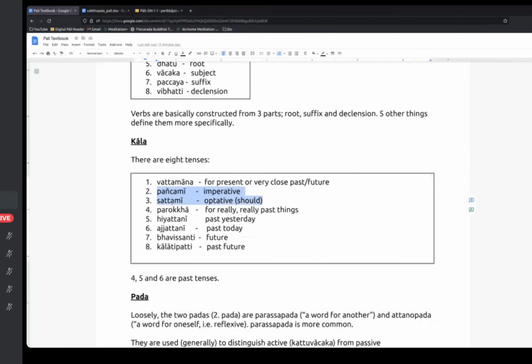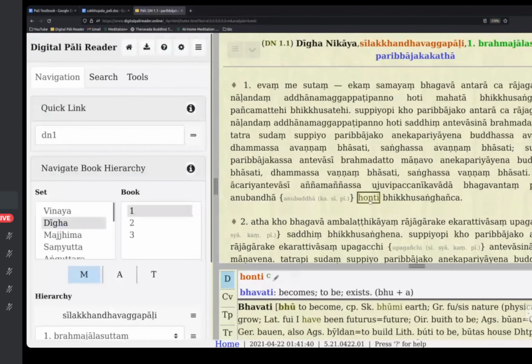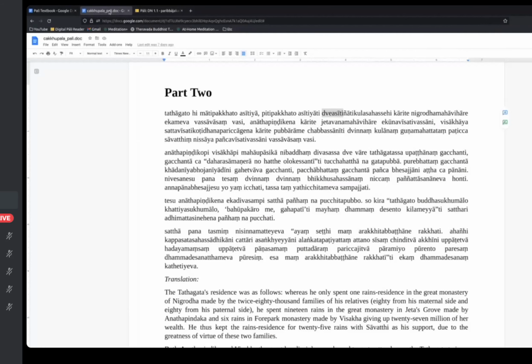Pañcami and Sattami are 5th and 7th, which I guess has some ancient significance. But those are just names. Pañcami is the imperative when you tell someone you must do something. We talked about that earlier in relation to the word ma. Remember, if you want to negate an ordinary verb, you use na to negate it, but for imperative, you use ma. Ma gacchatha, don't go. If you want to say, may all beings be happy, you say, sabbe sattā sukhitā hontu. Hontu, because honti is what we saw here. Honti means they are. Hontu, may they be.